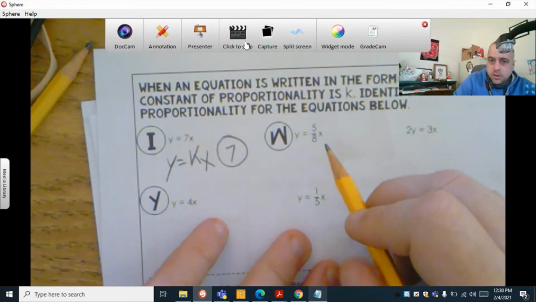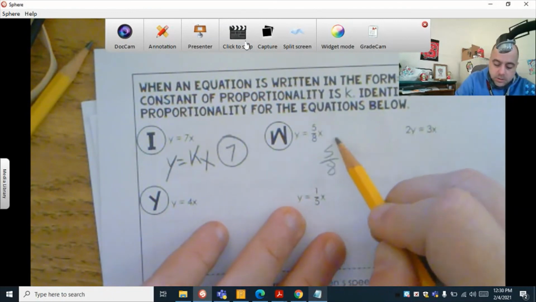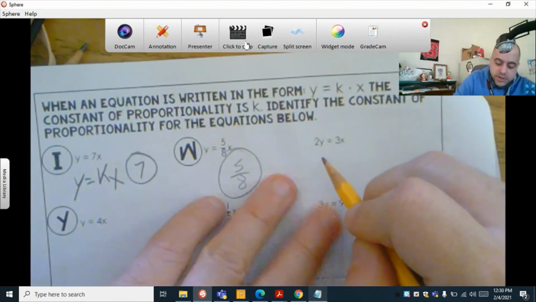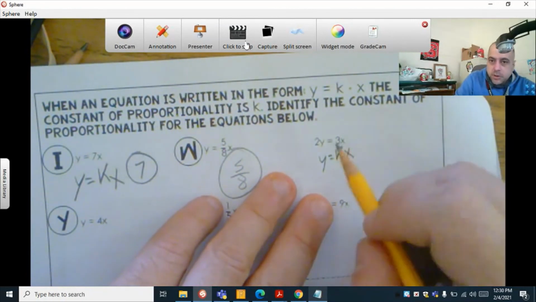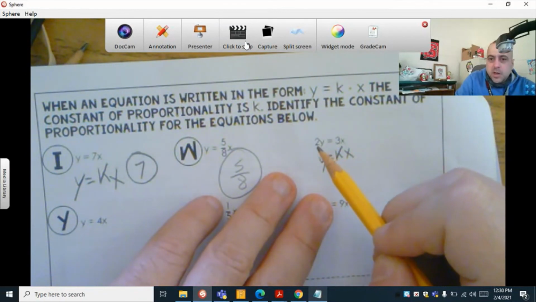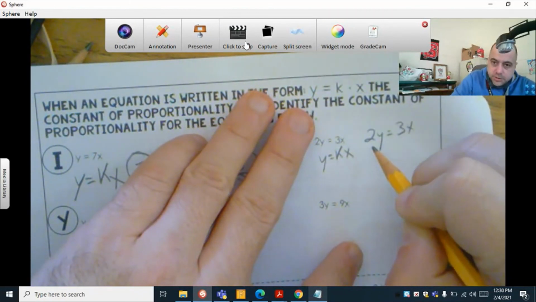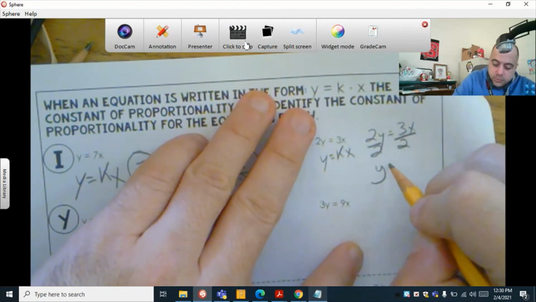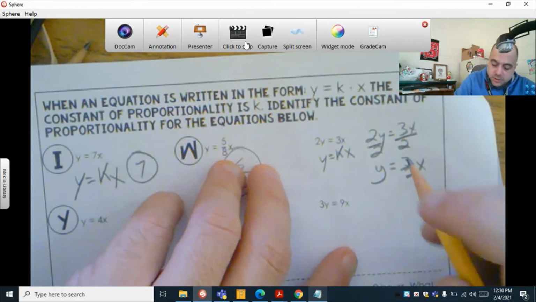Look at this one. What's the answer? y equals kx. The k is a 5/8. That's the answer. All right. Now let's do this one. Now this one's a little weird because we want it to look like this, where k is the answer, right? But look, there's a 2 in front of that y. We got to get rid of it. How do we get rid of that 2 in front of the y? Remember, we always divide by the number in front of the variable. So we're going to say 2 divided by 2 is just 1y. And 3 divided by 2, we're going to keep it a fraction, is 3/2. So the answer is 3/2.